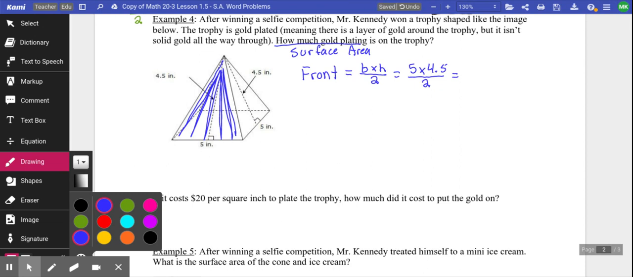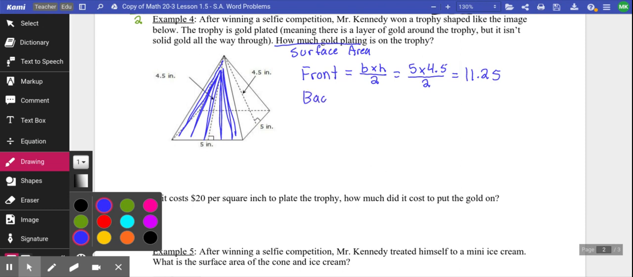5 times 4.5 divided by 2, you get 11.25. We also know, looking at this triangle, that it's the exact same triangle on all 4 sides, right? This one is also 5 by 4.5. That means the back is also 5 by 4.5. The side is also 5 by 4.5. Sometimes it's not all the same, so you need to look carefully and check to actually make sure all the numbers are the same all the way around. Sometimes they switch, and then it's not the same and you can't just multiply it by 4. Yeah, if the bottom's a rectangle, then it's different. For us, it's all the same.